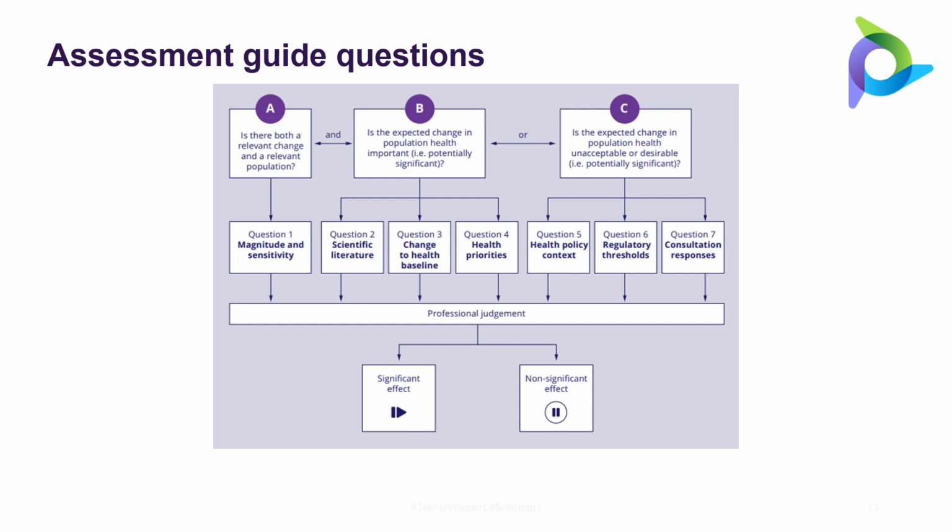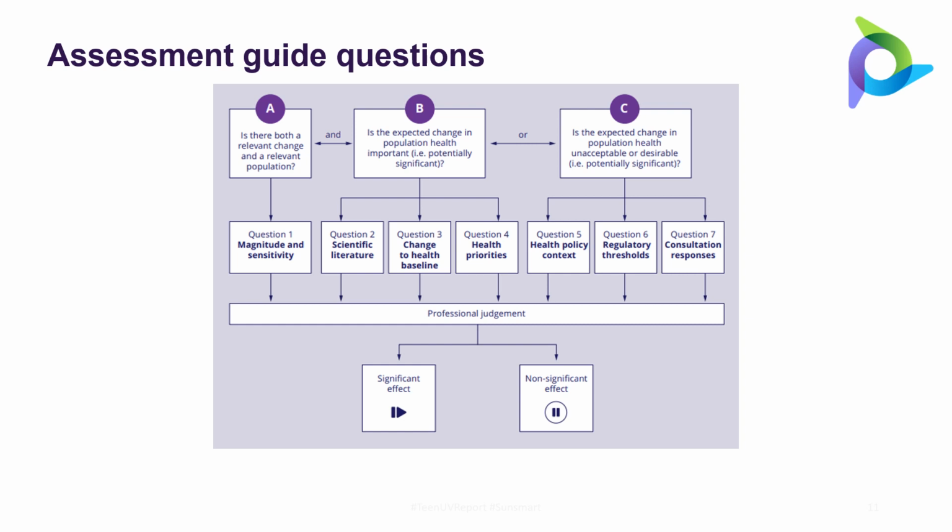The second question falls under category B. Is the expected change in population health important, i.e. is it potentially significant? So question 2 draws us back to our scientific literature. Is there a causal relationship or a clear association between the changes that would result from the proposal and the changes to health outcomes? And the focus here is on relationships or associations that are of sufficient effect size to meaningfully influence the population health.